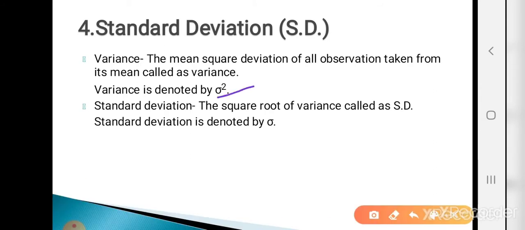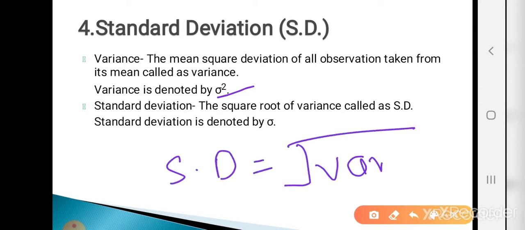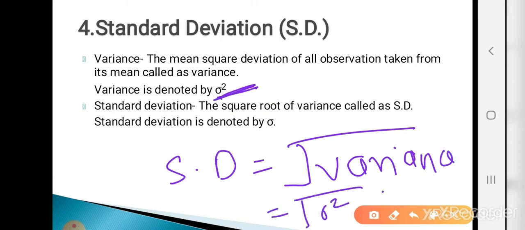And what is meant by the standard deviation? Standard deviation is nothing but the square root of variance. Variance is denoted by sigma square, so the square root of sigma square is sigma. So standard deviation is denoted by sigma. Okay. Now see case 1 for ungrouped data.